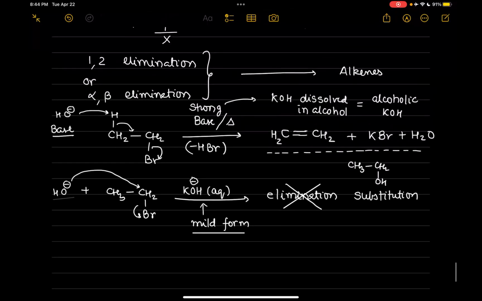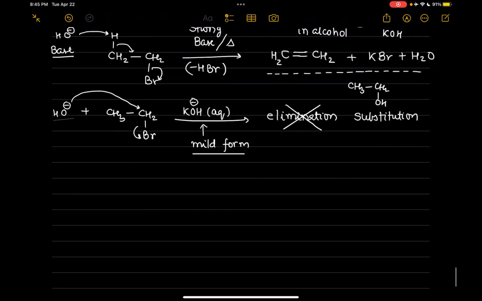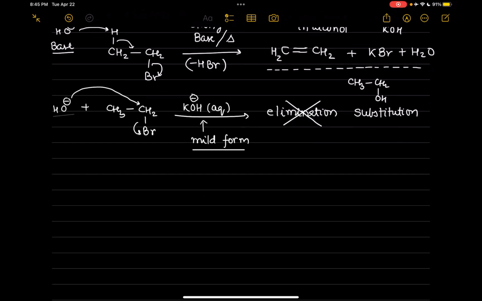Is it clear or not? Right? So this you must know, very, very important. When you want to do the elimination, when you want to do the substitution reaction. I hope it is clear to everyone. Got it? Yes, sir. Okay.